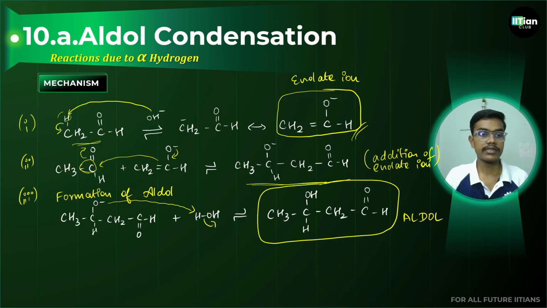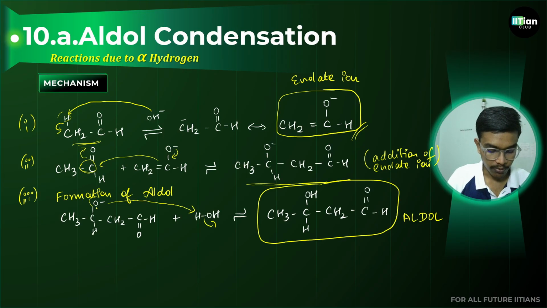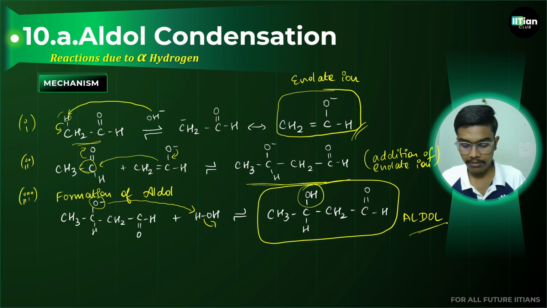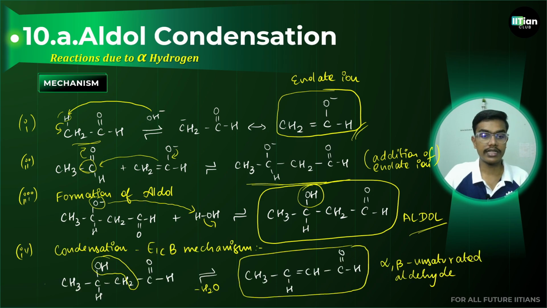The next step is the formation of aldol. This O minus attacks the hydrogen of the water, and it forms this. You can see in the alpha position you have got an alcohol, and this compound is called aldol. And then there is a condensation happening. It follows the E1CB mechanism. We'll discuss that in some other video.